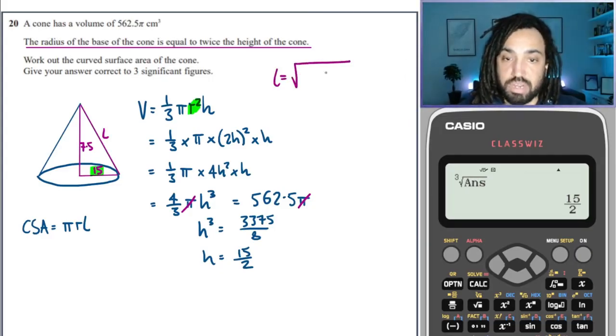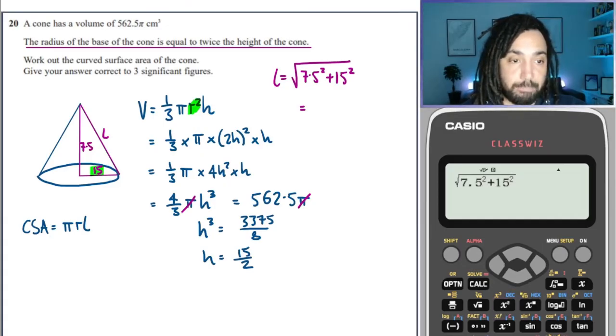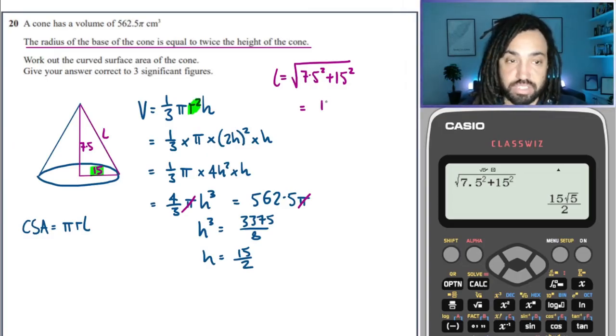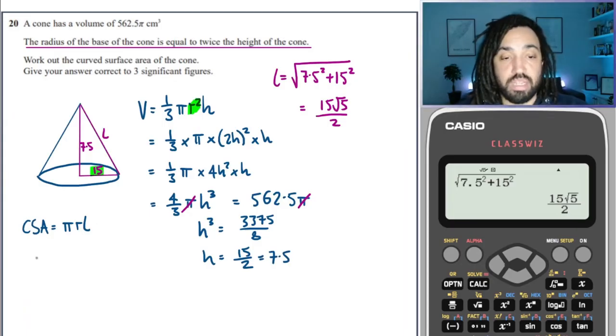Okay, so now we could do some Pythagoras to find out L. It's going to be the square root of, because it's the hypotenuse, 7.5 squared plus 15 squared. So we could do that. So 7.5 squared plus 15 squared. Okay, fine. Let's just leave it as a surd. That's okay with me. Just so we're double checking, this was 7.5. That's where the 7.5 came from.